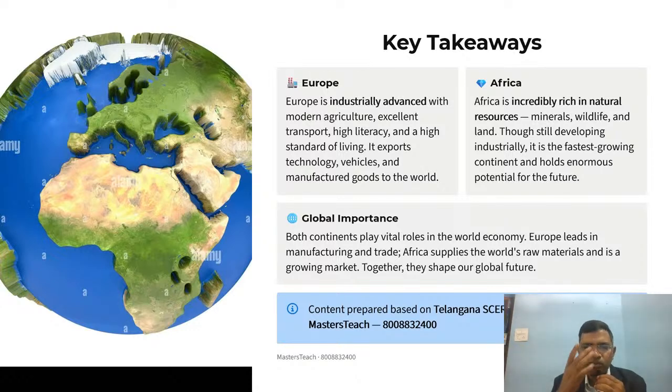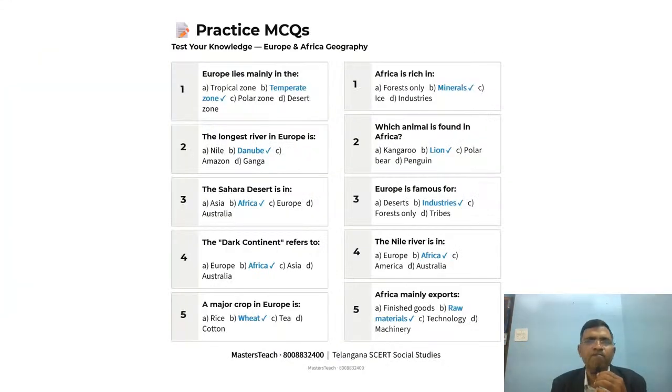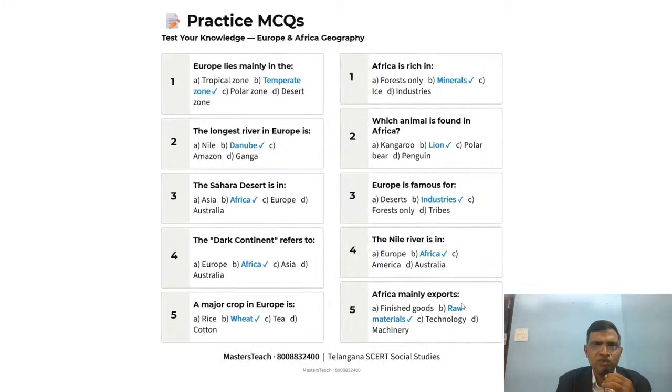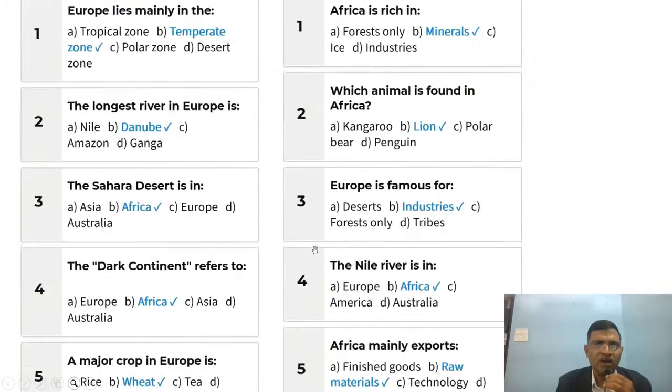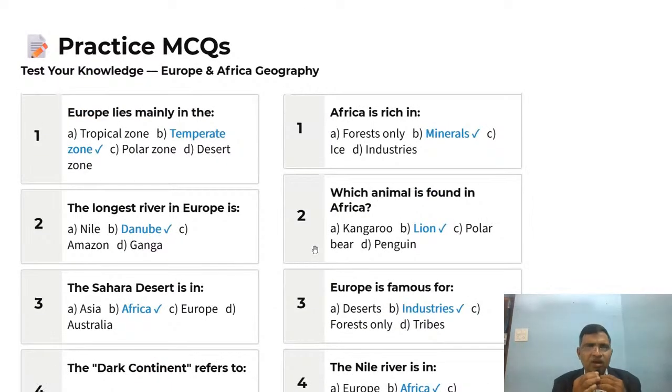Then global impact: both continents are very important for the world economy. Europe leads manufacturing and trade, and Africa supplies raw material and is a growing market. Together they shape our global future. This content is prepared on the basis of Telangana SCERT textbooks. Let us have some MCQs here. I have already tick-marked the answers.